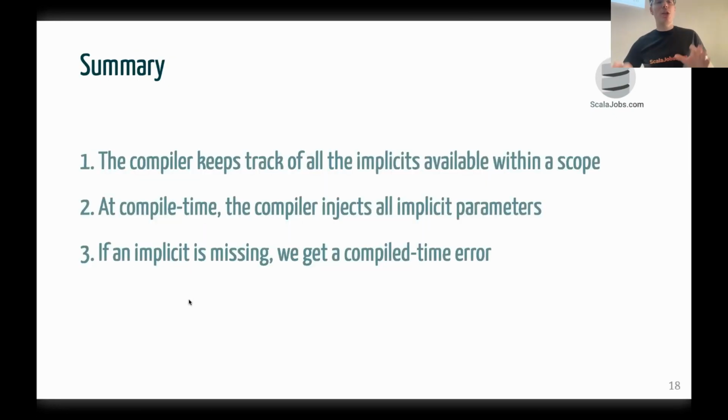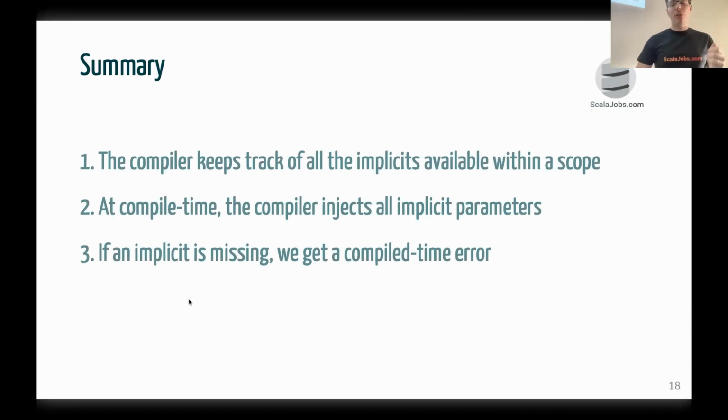Cool. So if we summarize what we've seen so far, first, the compiler keeps track of all the implicits available within a scope. Second, at compile time, the compiler injects all the implicit parameters for us. So it's the dependency injection part. And if an implicit is missing, we get a compile time error.